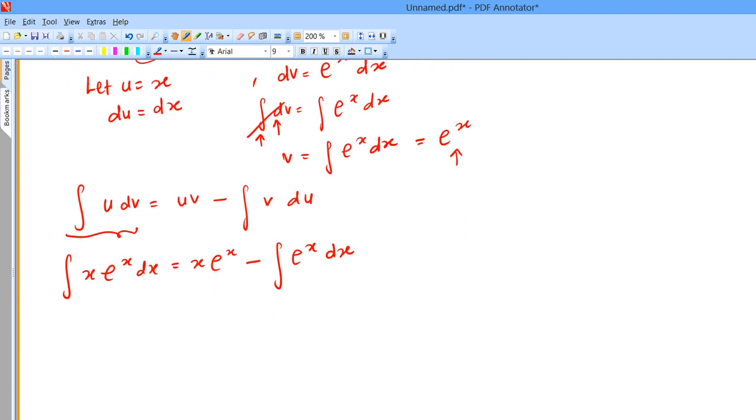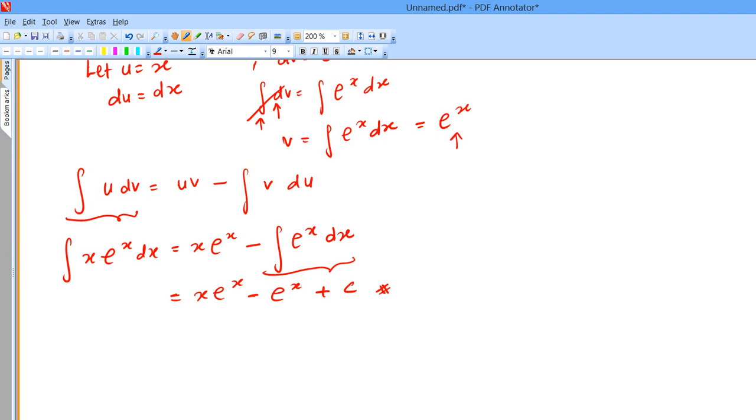Now we need to solve the right hand side. We need to integrate e power of x dx. So we have x e power of x, and then integrating this term, we get minus e power of x plus c. So this is the final answer for the first example. Okay, let's move to the second example.